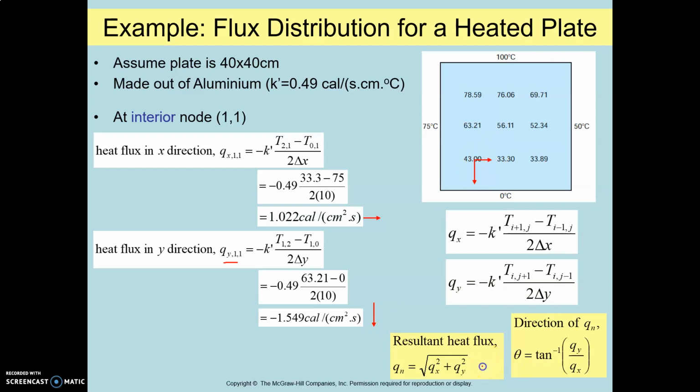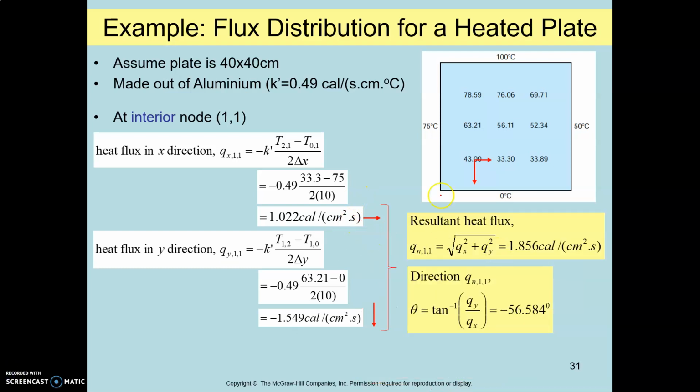Next, we are going to find the resultant heat flux by using this formula. So you substitute this inside the formula, square it, and then substitute this and square it. And these two pieces of information can be substituted inside this formula to find the direction. So when you do the calculation, you should be able to obtain this answer. So the angle here is negative 56 degrees. So what does this mean? So if positive, it should be counterclockwise.